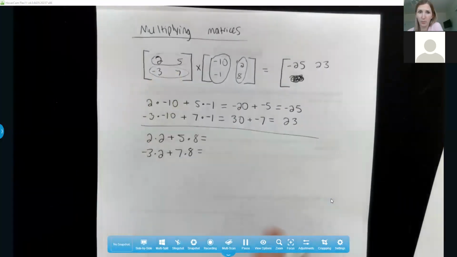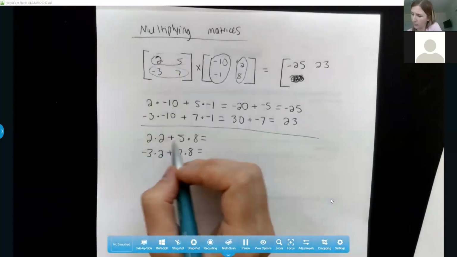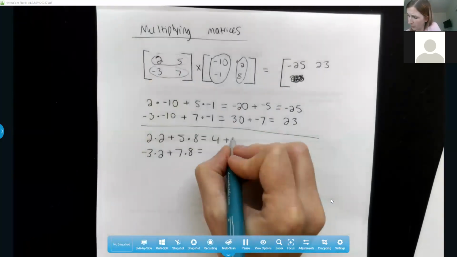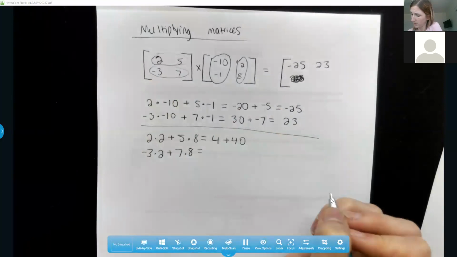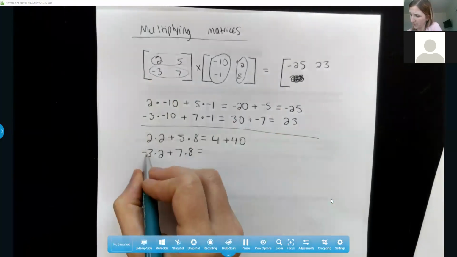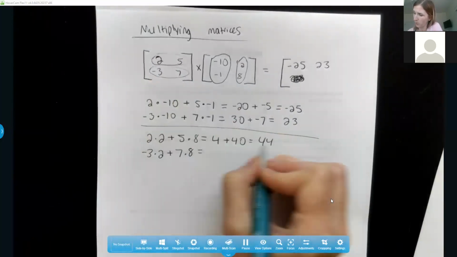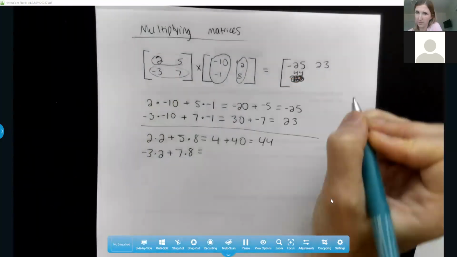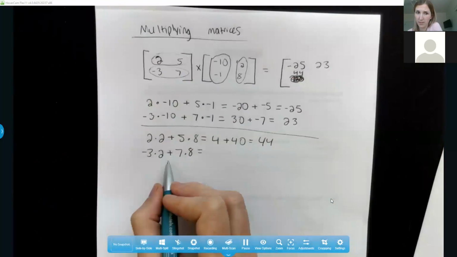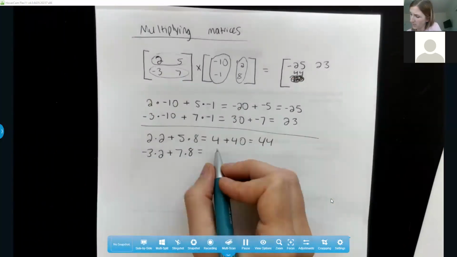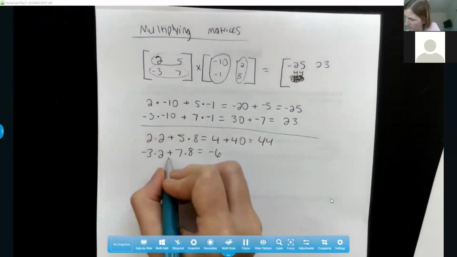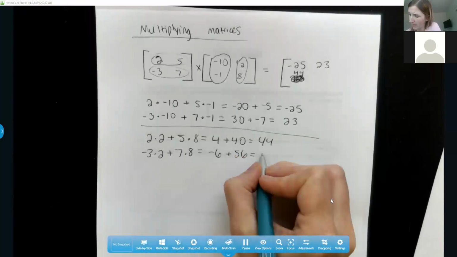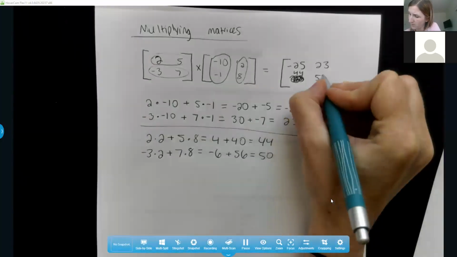All right. So when we're simplifying these, 2 times 2 is 4. 5 times 8 is 40. Which would give me 44. So I put that right here. Negative 3 times 2 gives me a negative 6. And 7 times 8 gives me 56. When I add those together, I get 50.